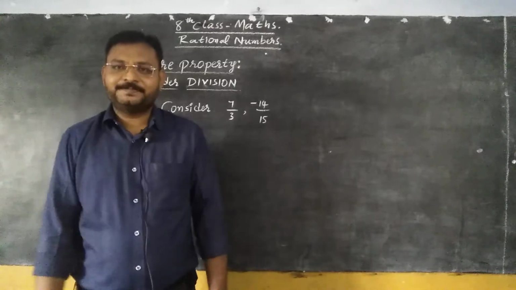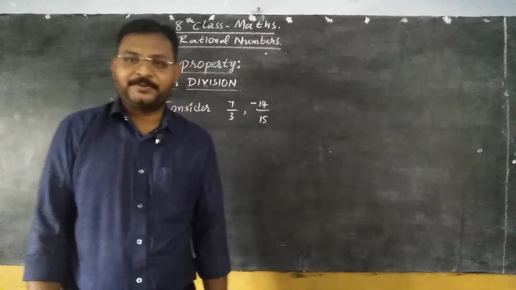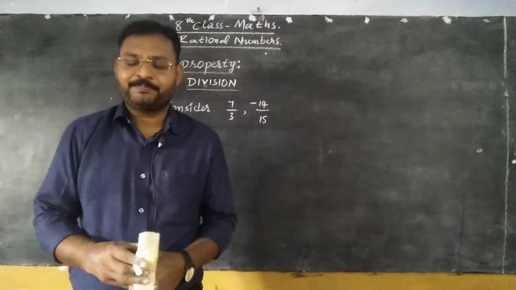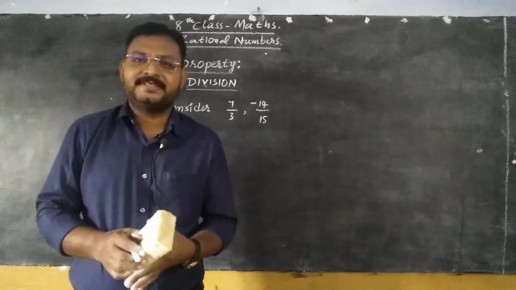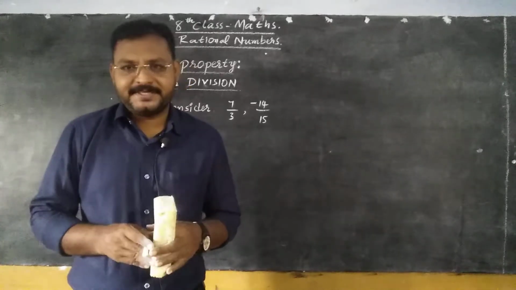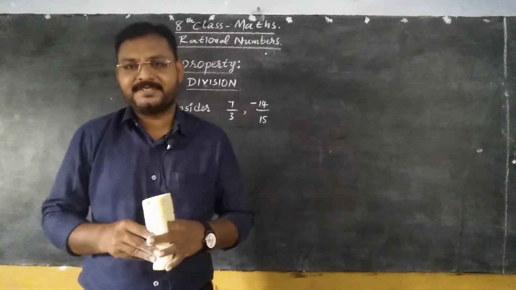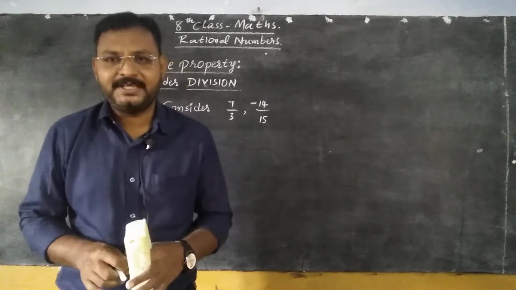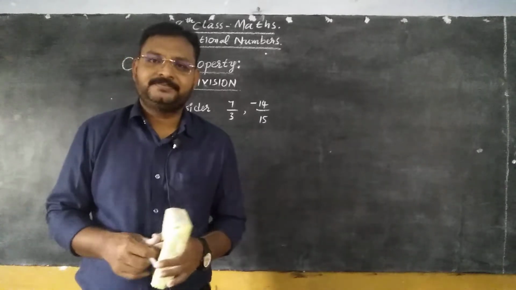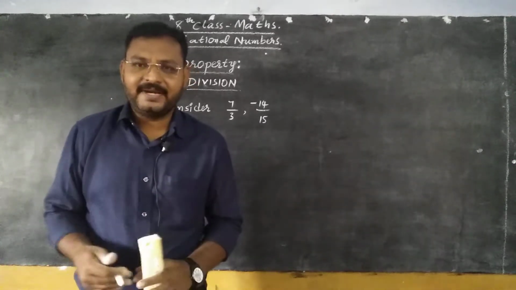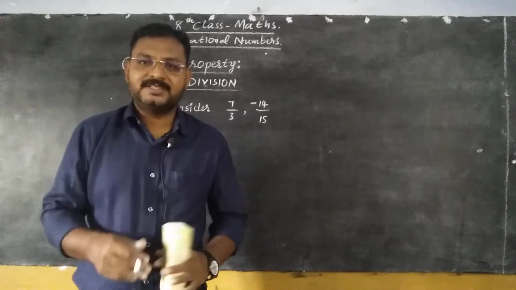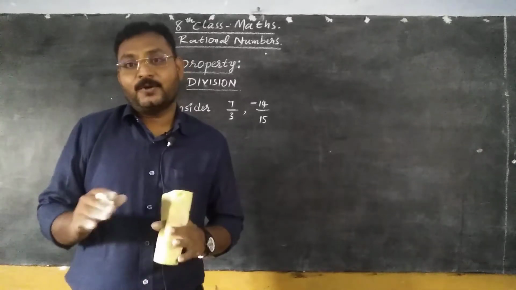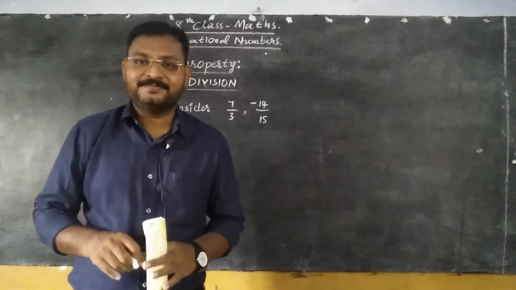In this video, I am going to discuss 8th class mathematics, about rational numbers. In these rational numbers, the important concept is properties of rational numbers. In the previous video, we discussed closure property under addition, under subtraction, and under multiplication. These three properties we completed. Now today the concept is closure property under division.